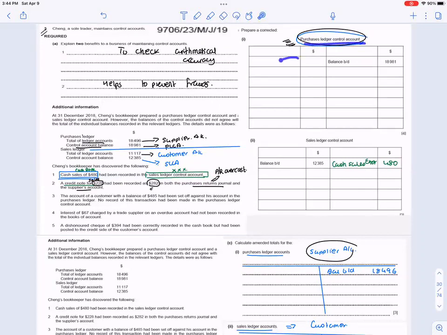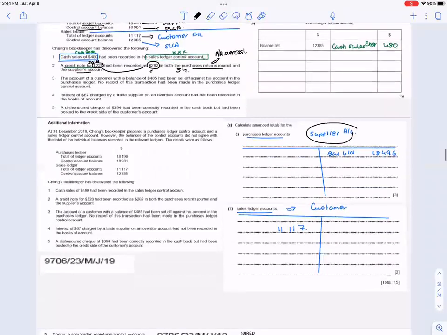Where does purchase return normally come? Purchase return comes on the debit side. Purchases come on the credit side. Overcast, same side or opposite side? Opposite side. So the first correction I'm doing over here is the purchase return error. What is the difference? 54. So this has been overcast in both places, in the PLCA and in the supplier account.